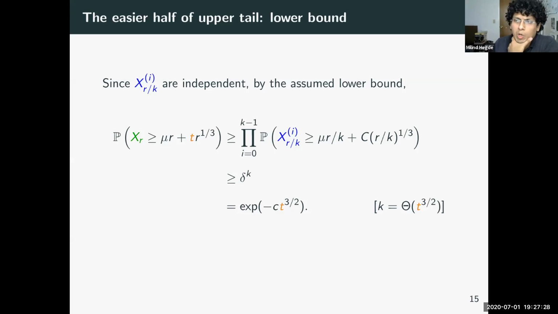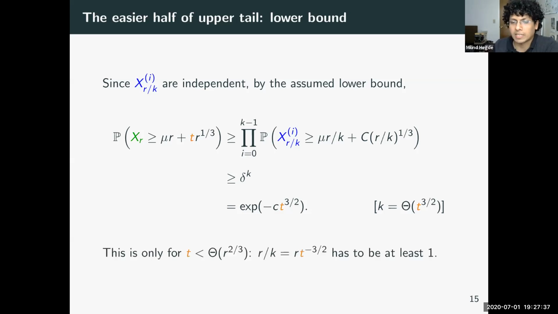So if you remember, the lower bound only held up till order r to the 2/3. So you might wonder, where did that play a role over here? And the basic point is that r over k, you're working on the lattice, so r over k cannot become less than 1. And because k is t to the 3/2, that means that this has to be at least equal to 1. And that, if you just rearrange it, becomes the r to the 2/3 bound on t, which is imposed.